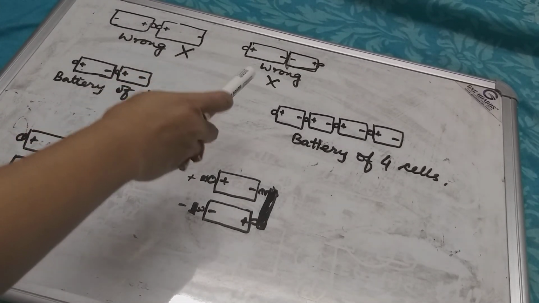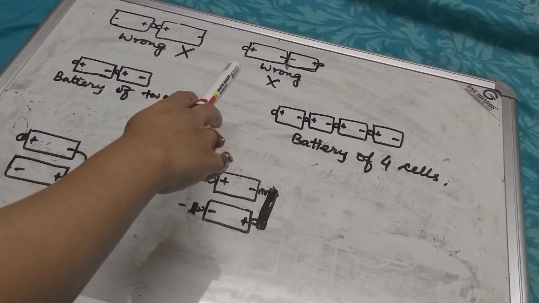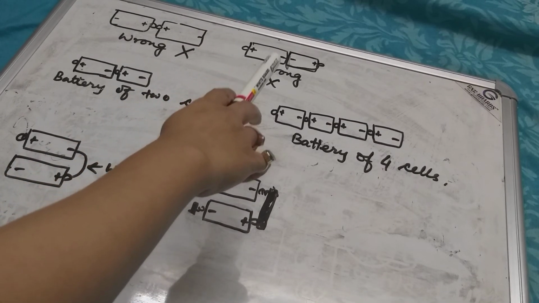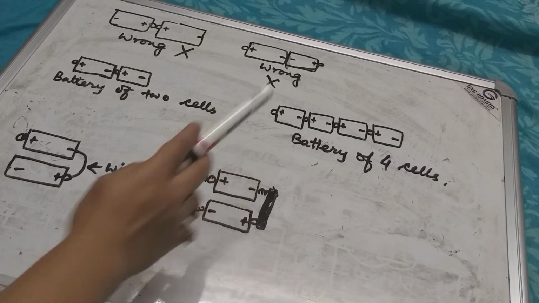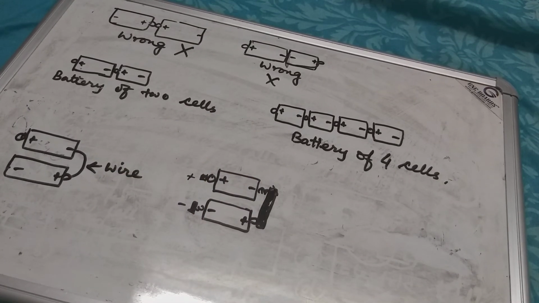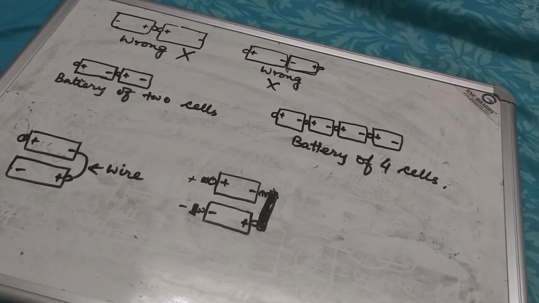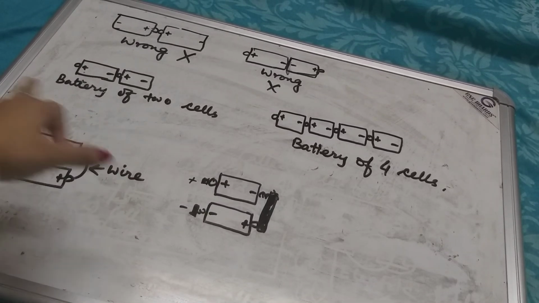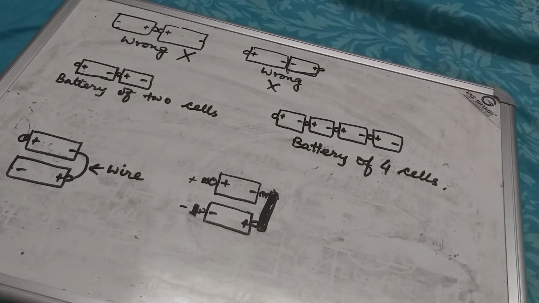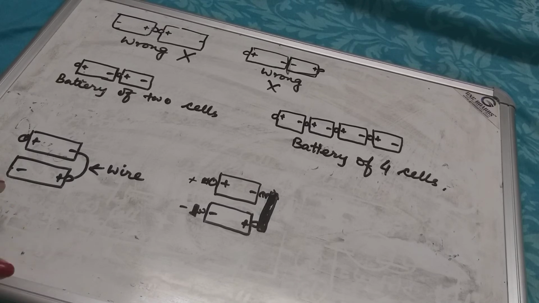Here also it's wrong. The negative of one cell is joined with the negative of another cell. This is totally wrong, as you can check in the torch. If you place them this way, the torch will not work. And it is not necessary that the arrangement should always be in this way. In a remote, we see two batteries connected in this way.